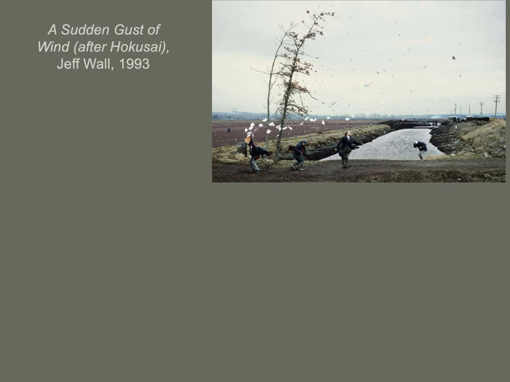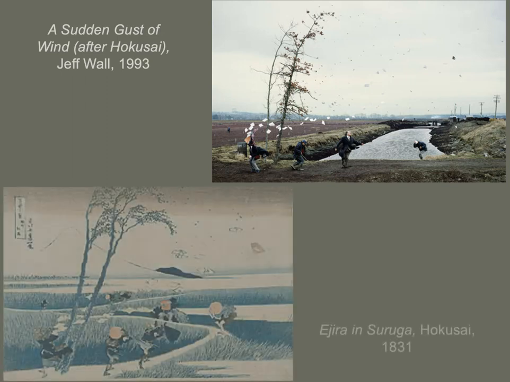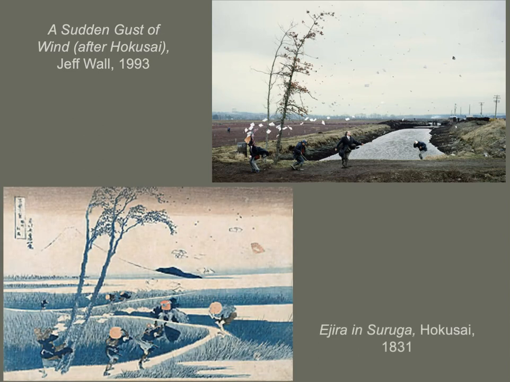This is A Sudden Gust of Wind by Jeff Wall from 1993. And he often set up paintings after older ones. And you can see the older one here from Hokusai from 1831, so over 100 years earlier. In the earlier piece, we're seeing basically an image of travelers who are caught in the wind. You can see papers flowing. You can see Mount Fuji in the background. That's giving you an idea of the location.